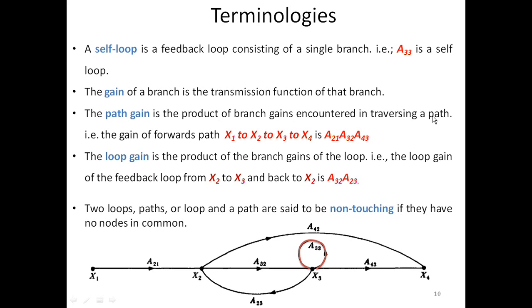For example, in this forward path, or we can say in a path, gain of a path is A21 into A32 into A43. Then what is a loop gain? So this is one loop. So gain of this loop is A32 into A23. So simple multiplication of branch gains.